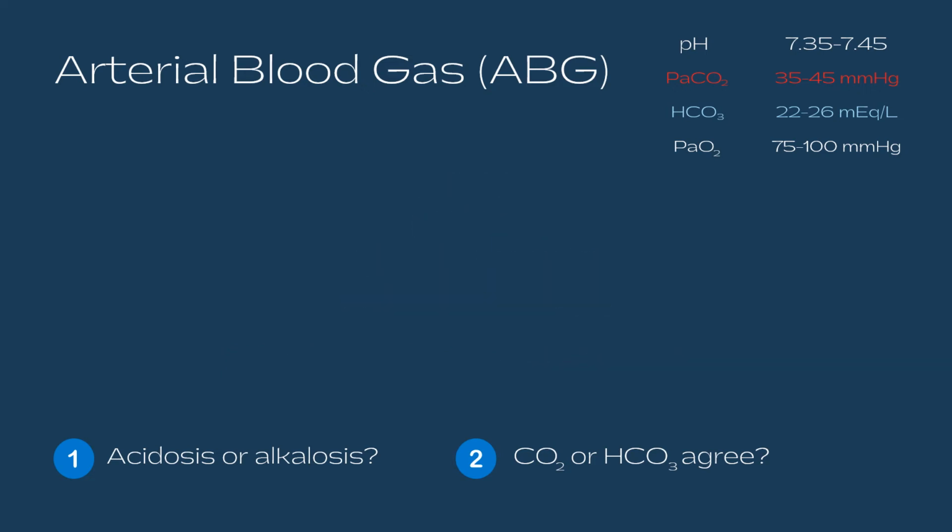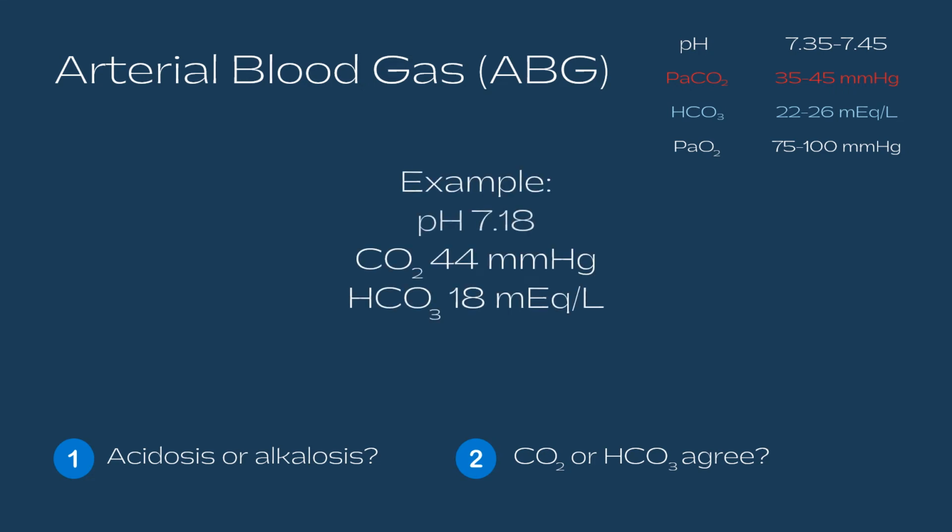Let's do another one. Is our pH acidotic or alkalotic? Since it is low, we again have acidosis. Next, let's look at the CO2 and the bicarb. The CO2 is in normal range. The bicarb is low. Low levels of base mean that the bicarb levels are more acidic than they should be. Since the bicarb is more acidic, we have acidosis. Because bicarbonate represents a metabolic dysfunction, we have metabolic acidosis.